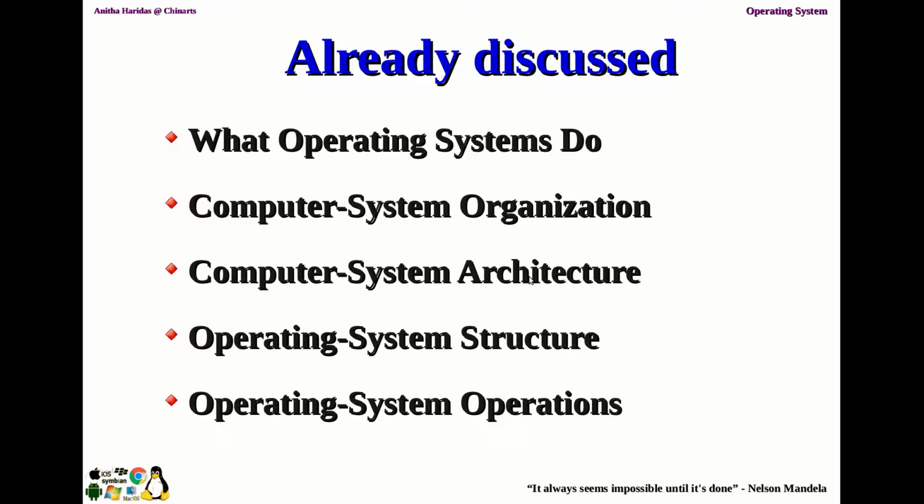The computer system organization and architecture is from the perspective of the hardware, and if the hardware architecture or the structure is available, how it can be designed with the software support, which is basically available in the operating system. So these are the points we discussed in our previous sessions.